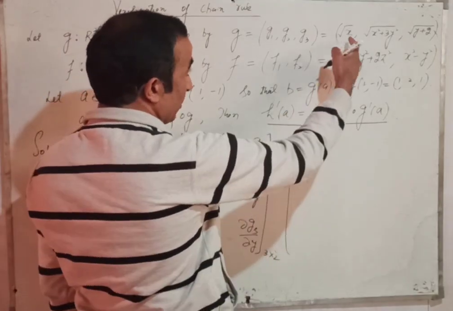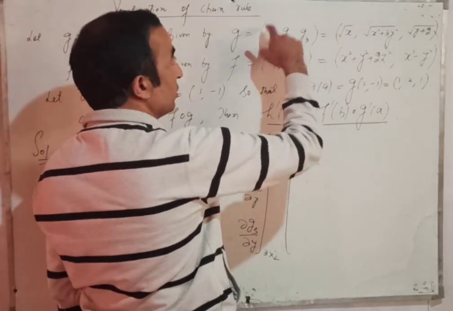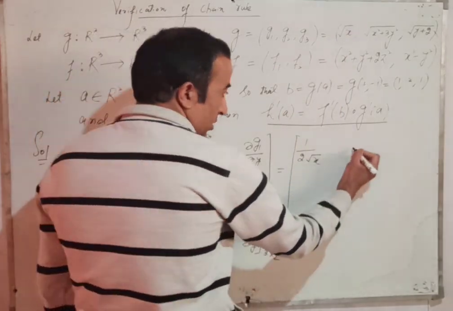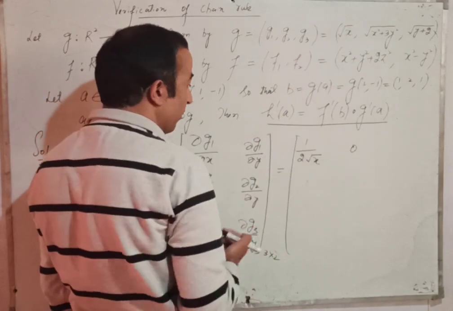Then the partial derivatives of the same function. It is the function G1. G1 is square root of x. It has two partial derivatives, and the second will be 0 because it is independent of y.